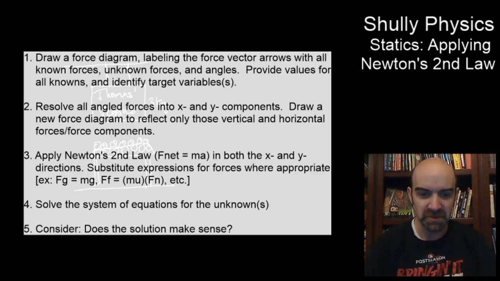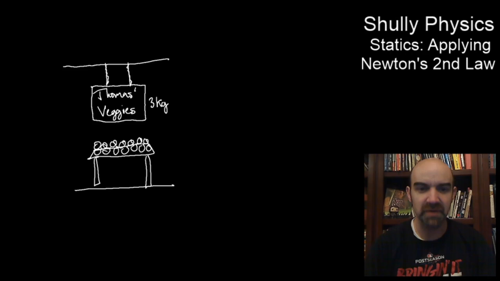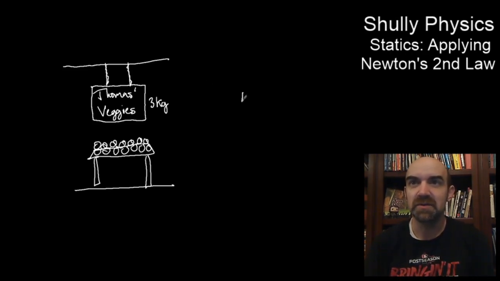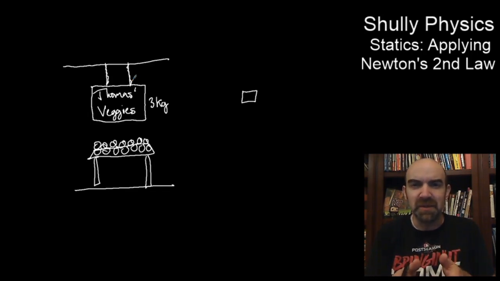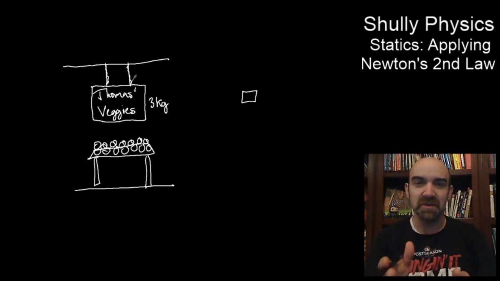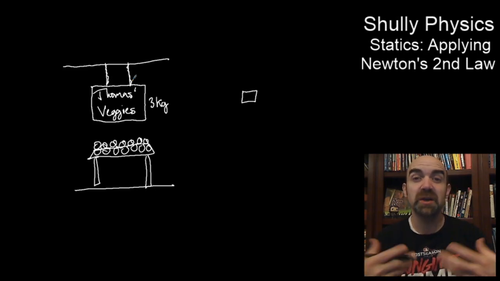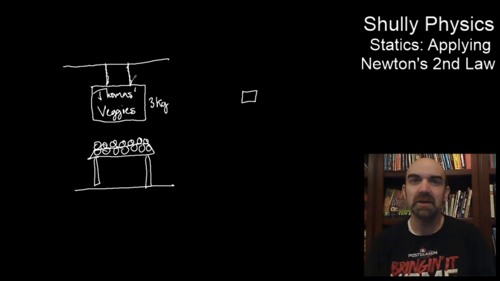So let me demonstrate this first step. Draw a force diagram, label all the knowns, and identify the unknowns. So guess what this is? This is Thomas's sign. There are 2 cables on this sign, and as you can see, they're going to be distributed kind of evenly, symmetrically, along this sign. So it's not likely that one cable is going to be holding more of the weight than the other. They're sharing. We're going to assume that they're going to share the weight of this sign.